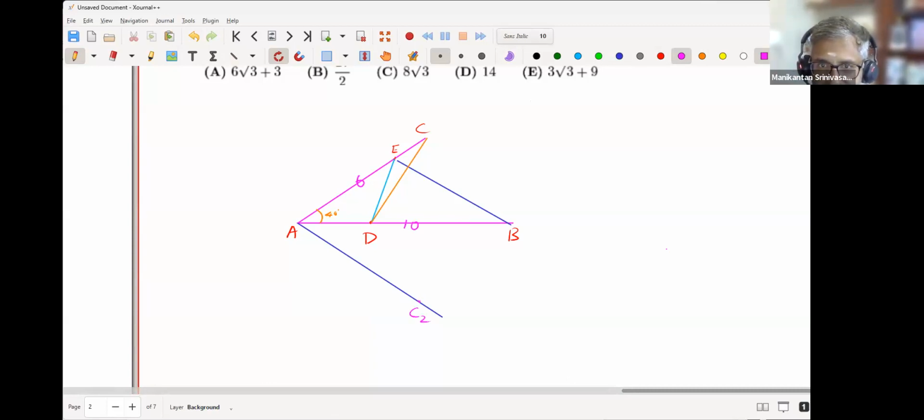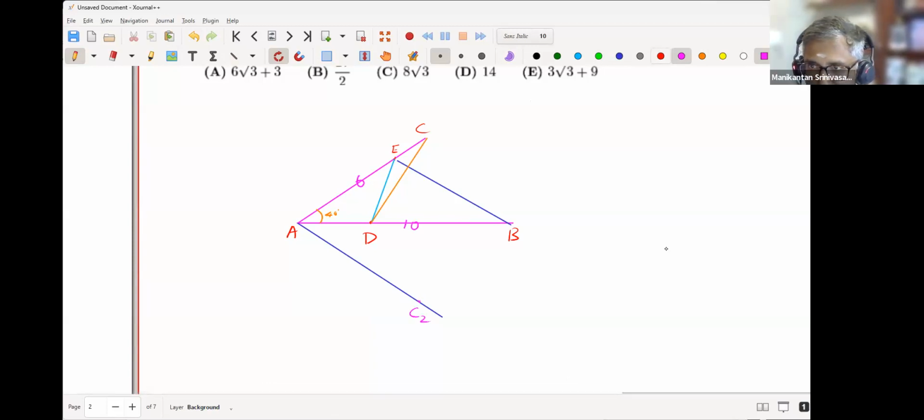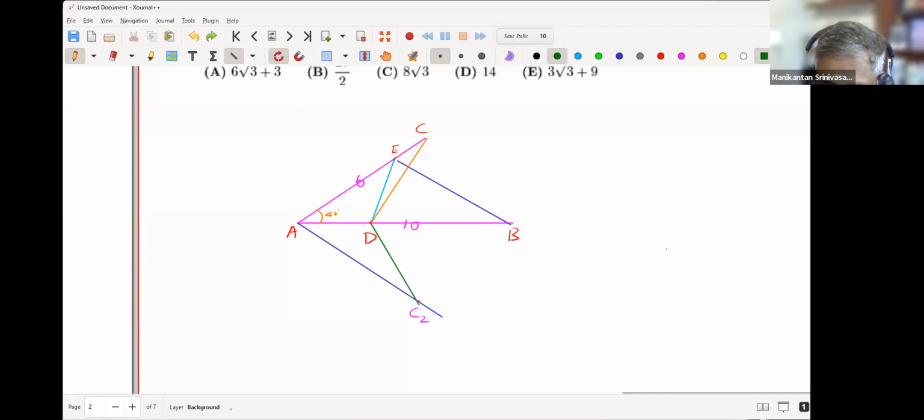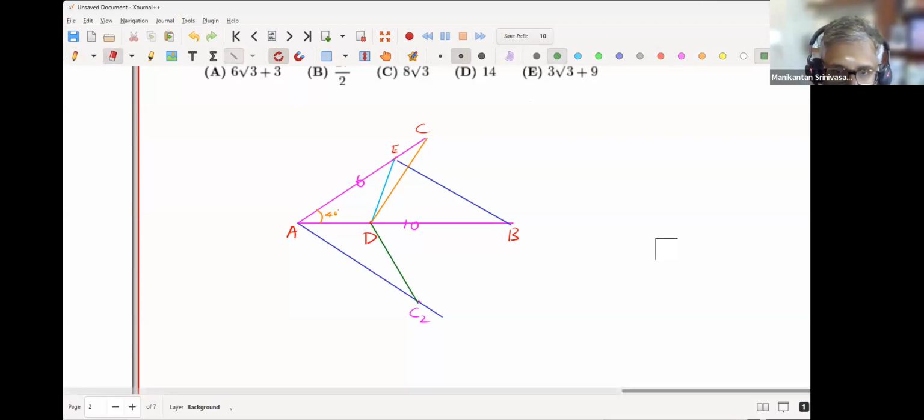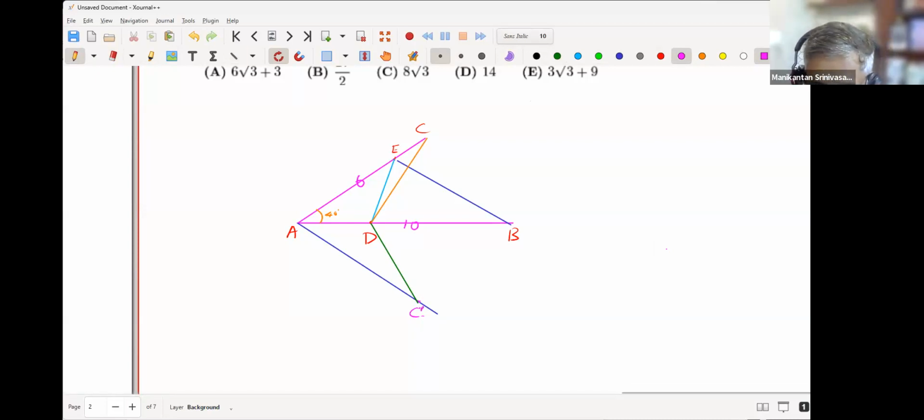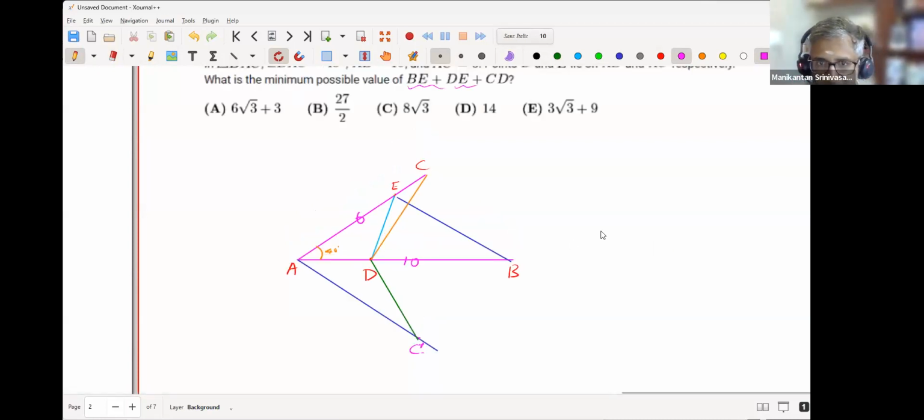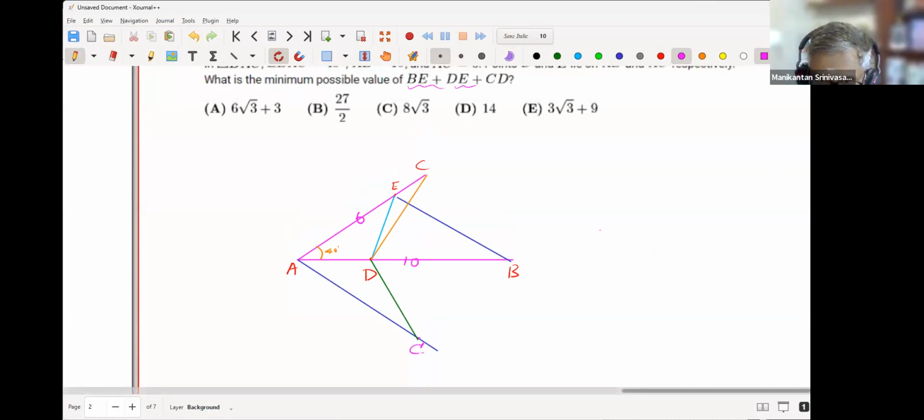So instead of CD, I can just effectively compare it with C2D. CD is same as C2D. Or maybe instead of C2, I'll just call it C dash. So C dash D. So CD is same as C dash D. So this is C dash. Now what am I doing? What are the three things I'm adding? CD, DE, and BE. So now I've brought CD here. So let me just mark CD here and DE here.